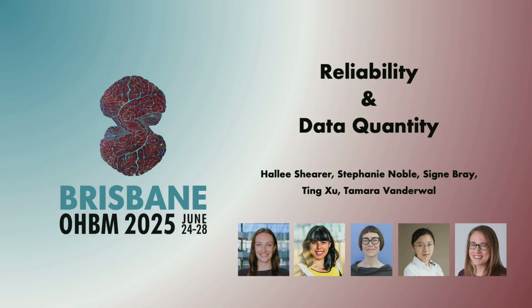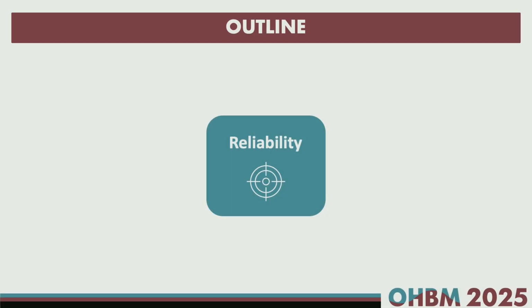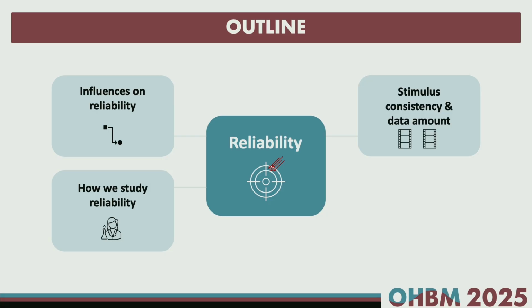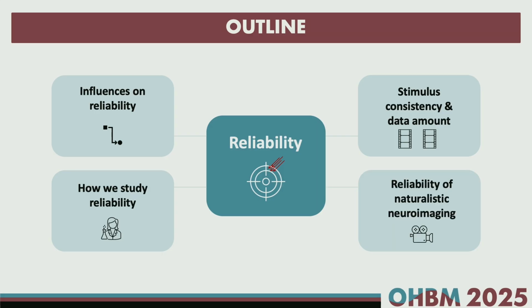Thank you. Hello, I'm Hallee, as Tammy said. And I'm going to tell you about the topics of reliability and validity, how they're related, different influences on the test-retest reliability of fMRI data, how we study reliability, stimulus consistency and data amount, which are particularly specific to naturalistic neuroimaging here, and what we know so far about the reliability of naturalistic data.